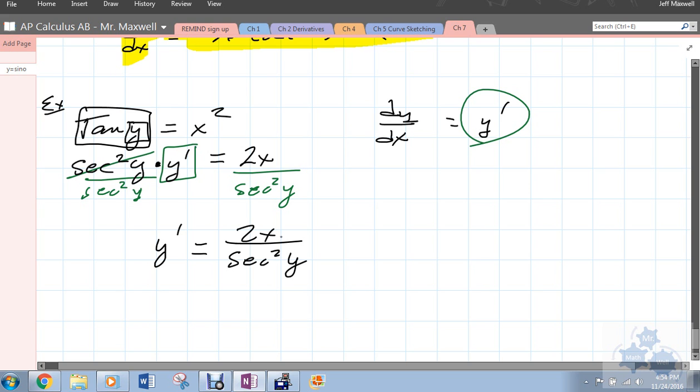Is there any way we could rewrite this without a quotient? Yes, there is. Remember, this is the same as 2x times 1 over secant squared y. So what's 1 over secant? That's 1 over cos. So 1 over secant squared is 1 over cos squared. So you could write this as 2x cos squared y.